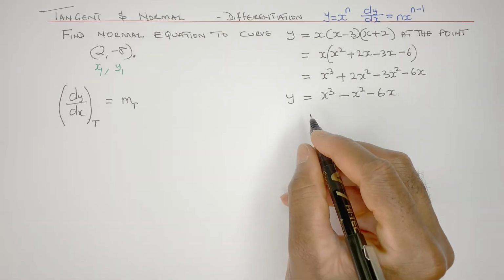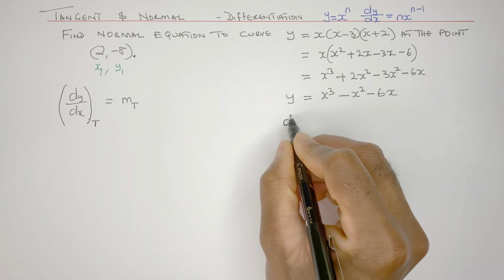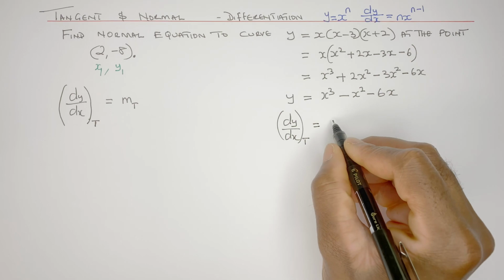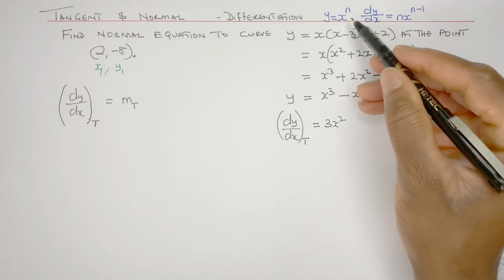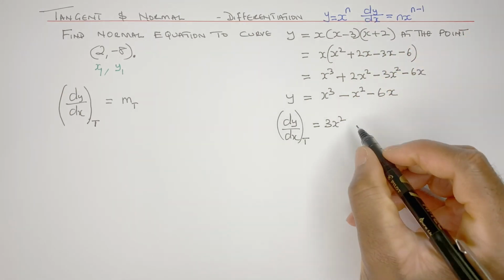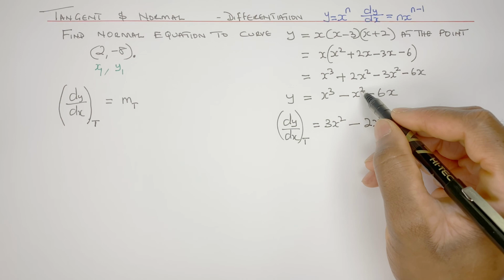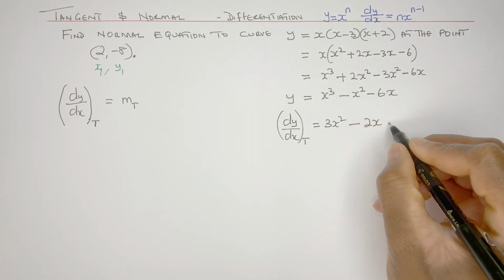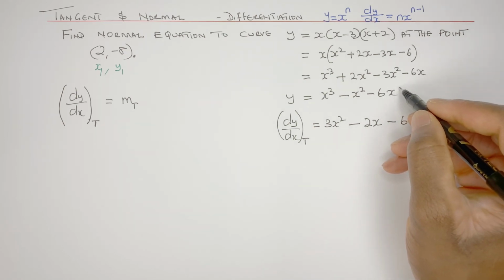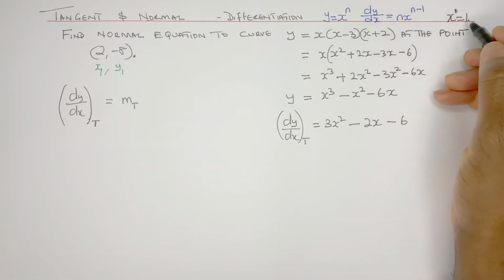Now we need to find dy/dx. So we've got three terms here, so we have to differentiate term by term. So dy/dx, which will be the tangent gradient, will be 3x squared, because n is 3, so 3 minus 1 is 2, minus 2x, that will be 2 down, 2 minus 1 is 1, minus 6, because 1 times 6 is 6, and 1 minus 1 is x to the power 0, and we know that x to the power 0 equals 1. 1 times 6 is 6.